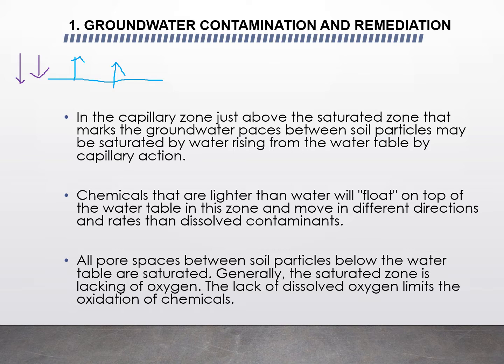Chemicals that are lighter than water will float on top of the water table in the zone and move in a different direction. A contaminant, for example, can move to the right or left based on the different direction, and that dissolves the contaminants. All pore space between soil particles below the water table is saturated. Above the water table, they are not saturated, but below the water table, they are saturated. Generally, the saturated zone is lacking oxygen. The lack of dissolved oxygen limits the oxidation of the chemical.